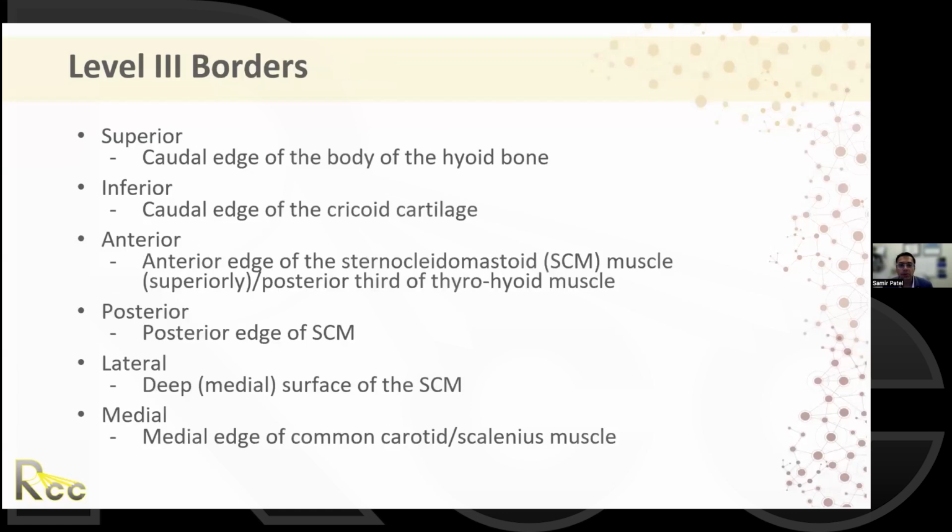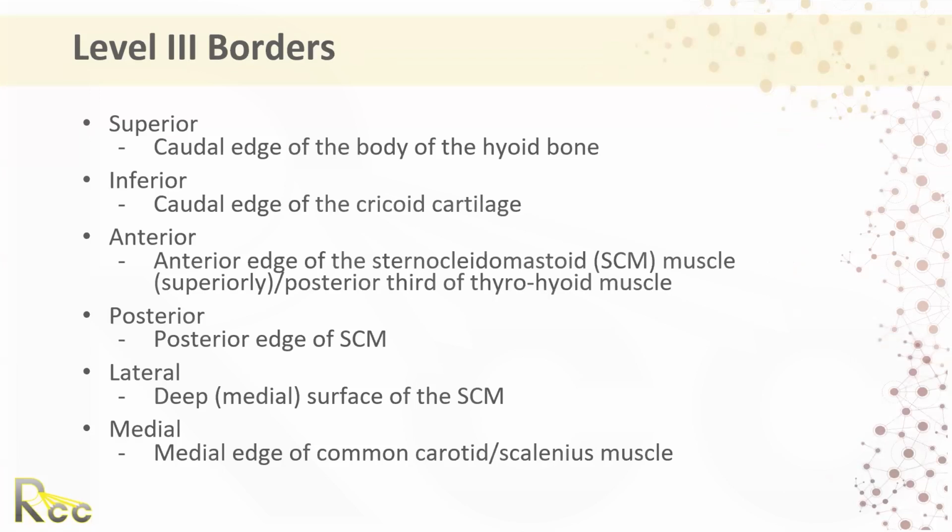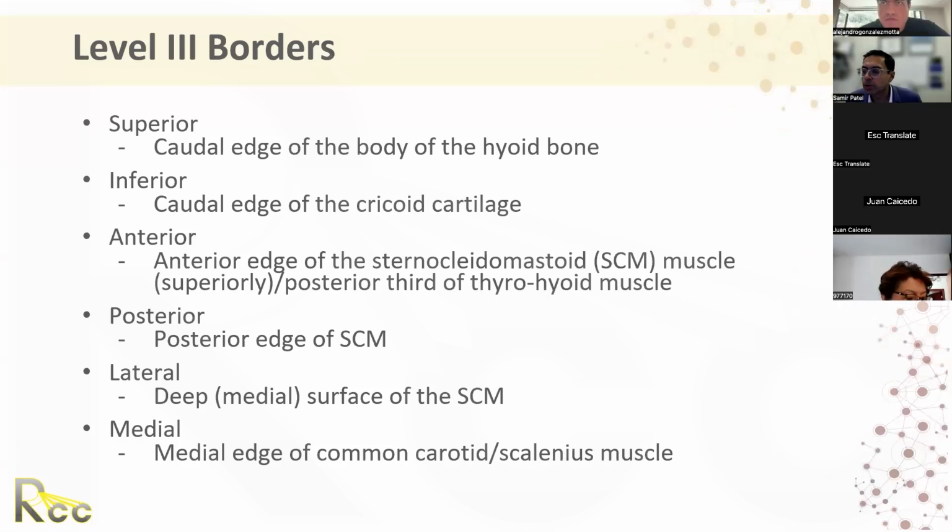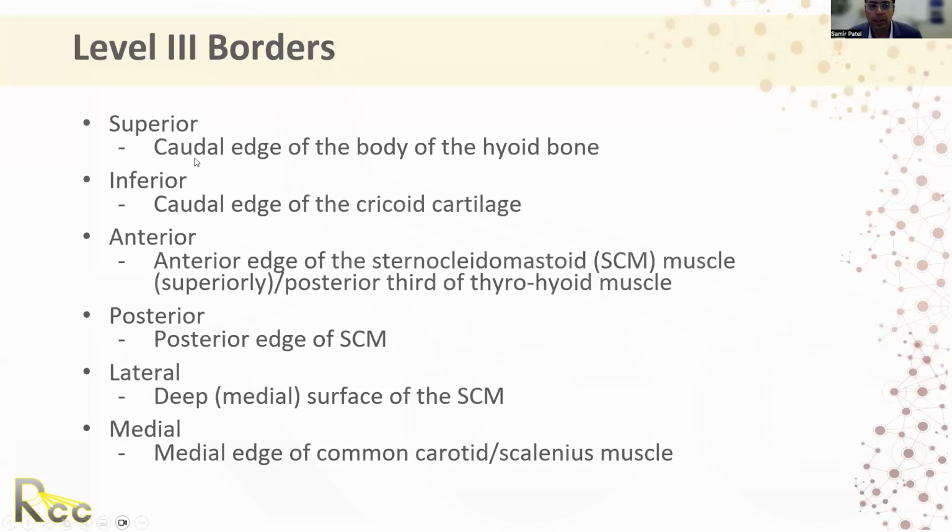So let's first review the actual borders for level 3. Superiorly, it is the caudal edge of the body of the hyoid bone. Inferior border is the caudal edge of the cricoid cartilage. Anteriorly is the anterior edge of the sternocleidomastoid muscle and the posterior third of the thyrohyoid muscle. And I'll be illustrating this.